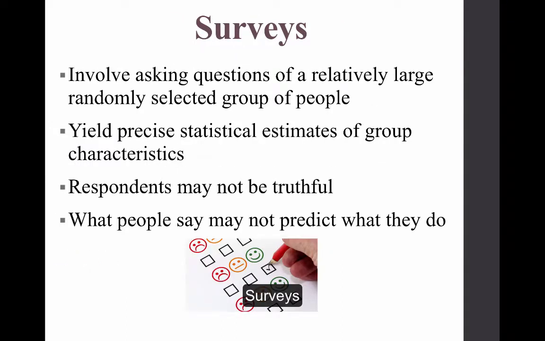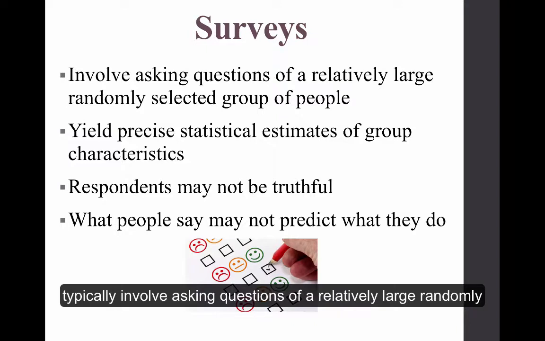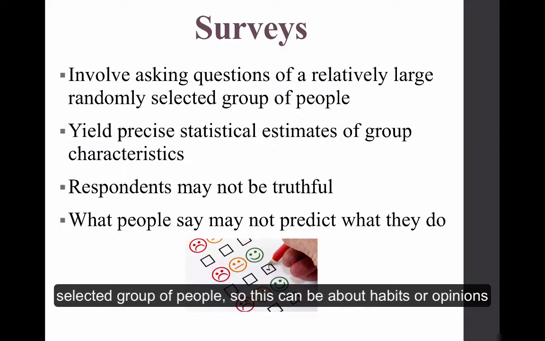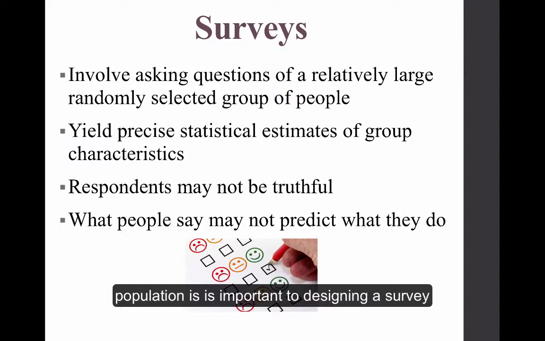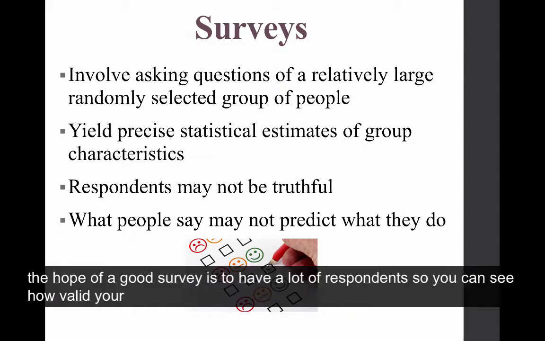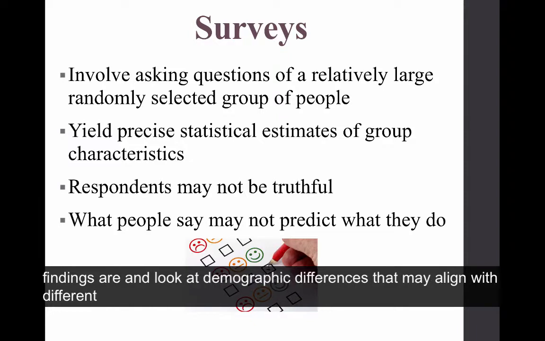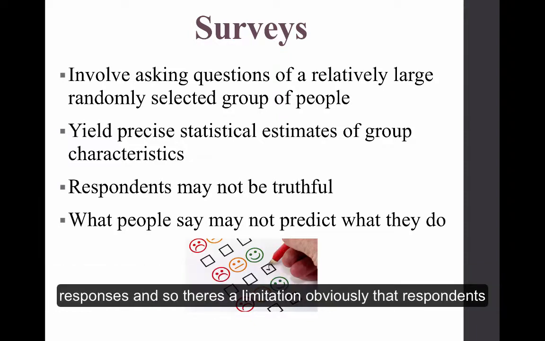Okay, so surveys typically involve asking questions of a relatively large, randomly selected group of people. So this could be about their habits or opinions or whatever it is. And they yield precise statistical estimates of group characteristics. So this is why who the sample is and who the overall population is important to designing a survey. So the hope of a good survey is to have a lot of respondents so you can see how valid your findings are and look at demographic differences that may align with different responses.